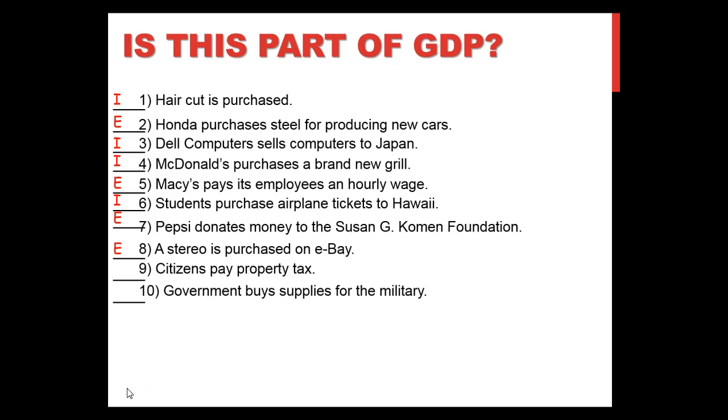A citizen choosing to pay their property tax is not included. That's excluded because it's not a purchase of a good or service. And the government buying supplies from the military would be included because they're now buying those goods for the military to operate.